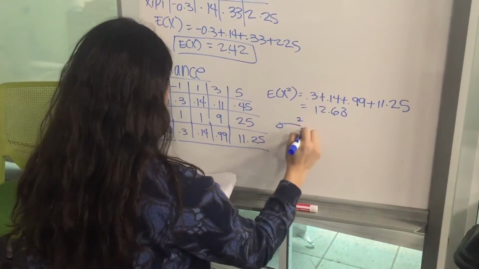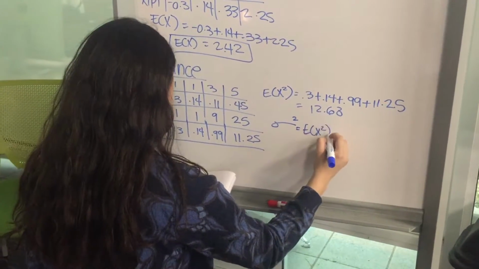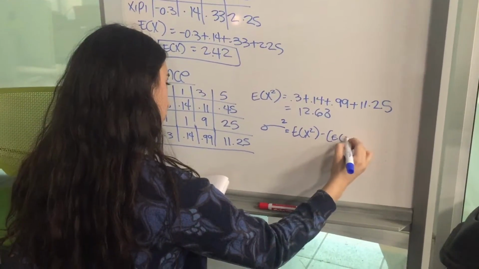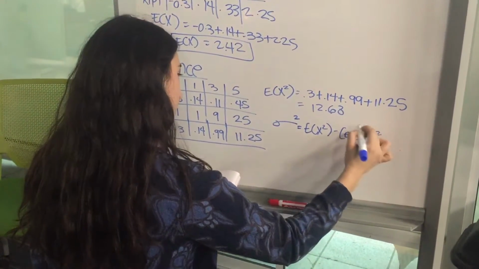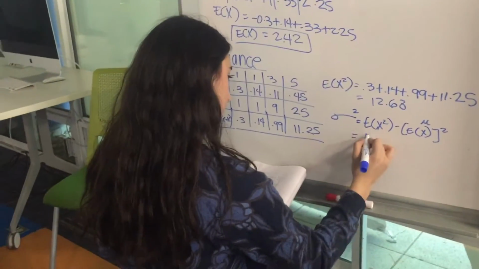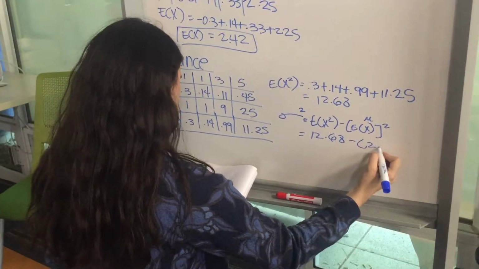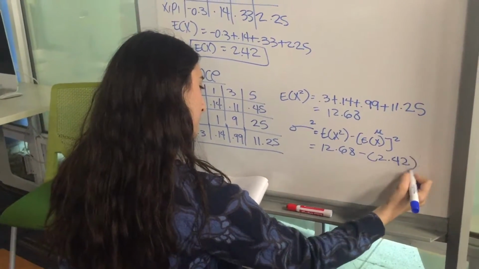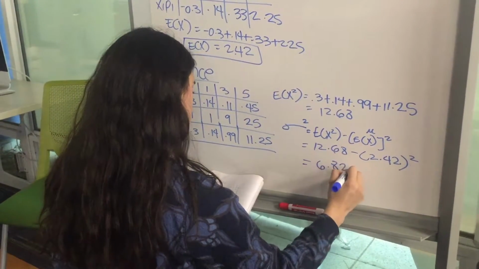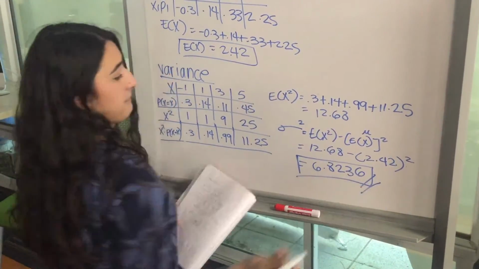For the last step, we subtract our expected value squared from 12.68. The expected value was 2.42. So 12.68 minus 2.42 squared, and the answer is 6.8236. And that is the variance.